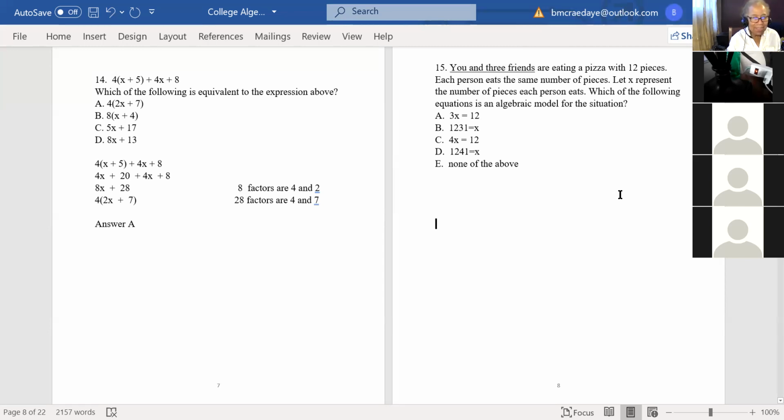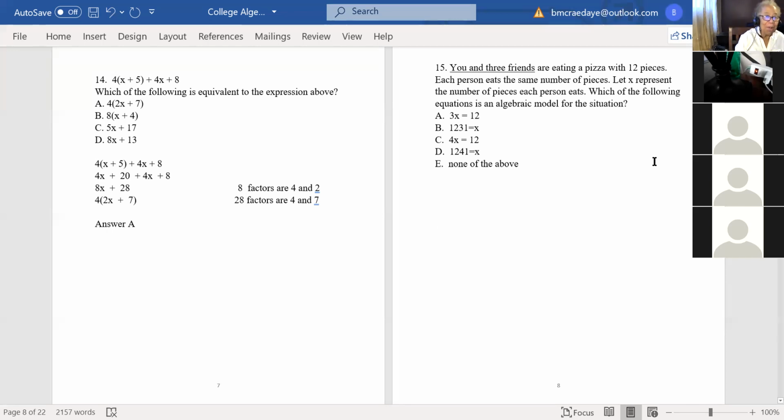Once you read it through, which of the following is a model for the situation? Latoya, which one? Divide 12 pieces equally among 4 people. What did you say? C, as in cat. That's it. Yes, 4 pieces. That's what you got. Chassie, you got it.